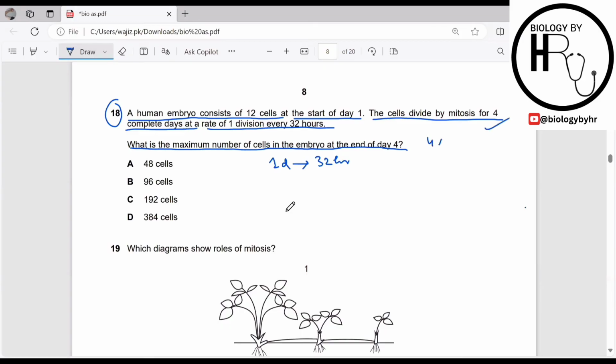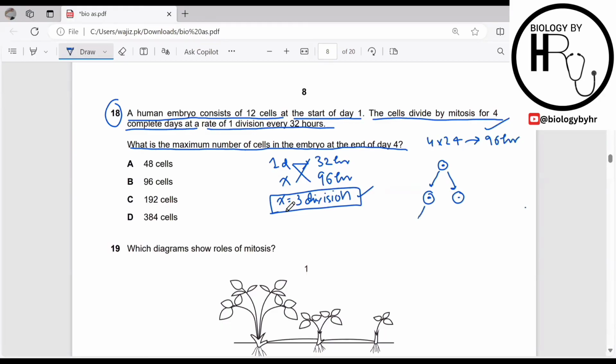So what will be the number of divisions that we are going to get over 4 days? In 4 days, how many hours are there? The number of hours in 4 days is 96 hours, right? So in 96 hours, how many divisions will happen? We simply cross multiply and we get 3 divisions over a tenure of 4 days, right? Mitosis is a type of nuclear division in which a parent nucleus divides to form two daughter nuclei, which are identical to each other as well as the parent nucleus.